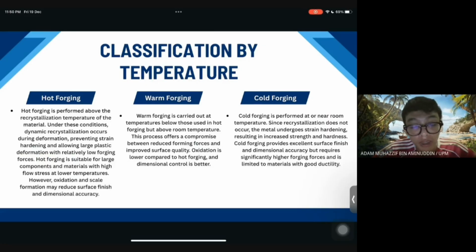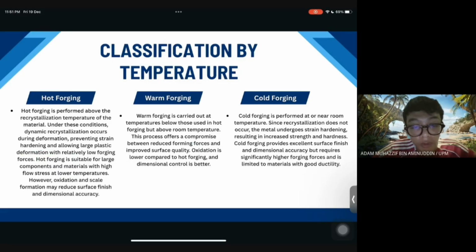Next, warm forging is carried out at a temperature lower than hot forging but above room temperature. It provides a compromise between reduced forming force and improved surface quality. Oxidation is lower than in hot forging and dimensional control is better.